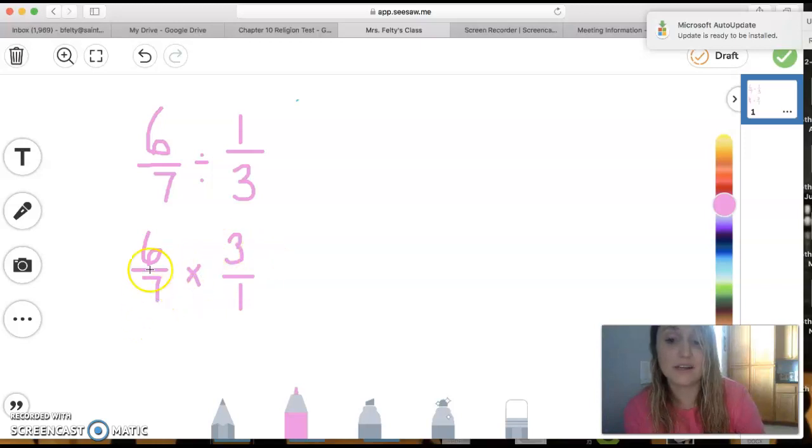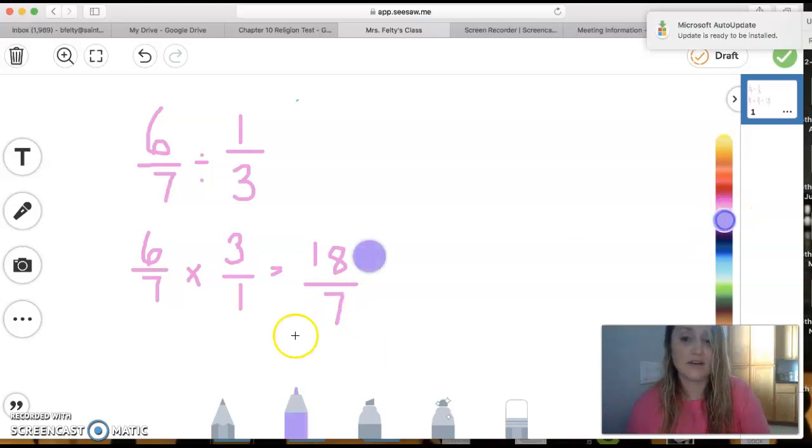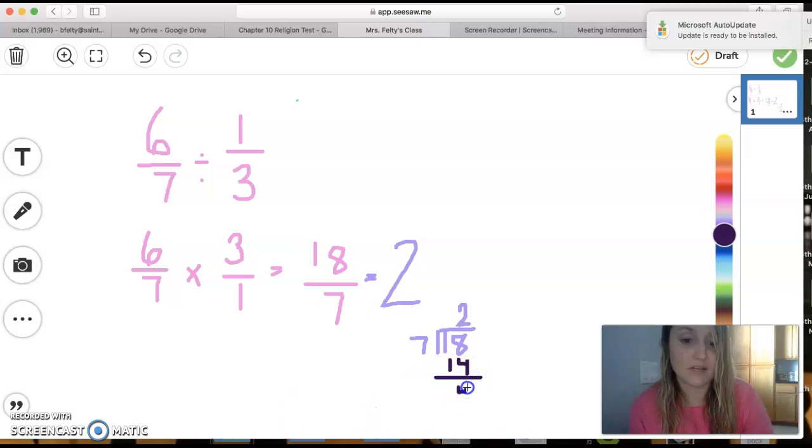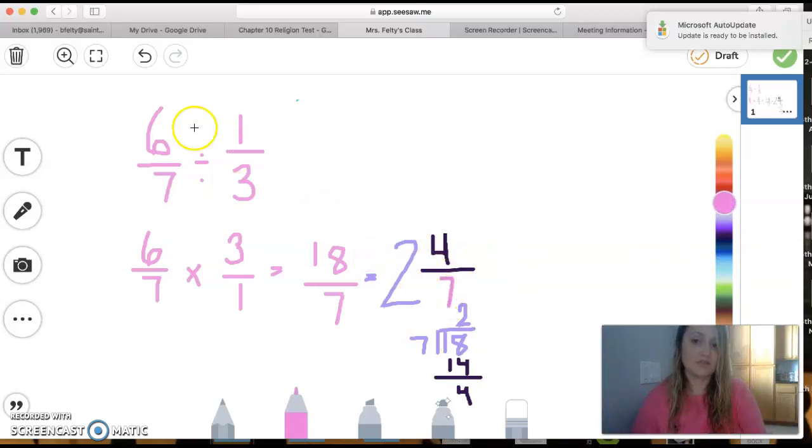Okay, now we don't have anything in common between these two, so we can't really reduce it. But 6 times 3 would be 18. And then we'd have 7. Okay, and then remember, you can find how many times 7 goes into 18. If you can do it in your head by now, that's totally fine. So a whole number would be 2, and then we'd have our numerator, which would be 4, and then remember, the denominator stays the same. Okay, so it would be 2 4/7.